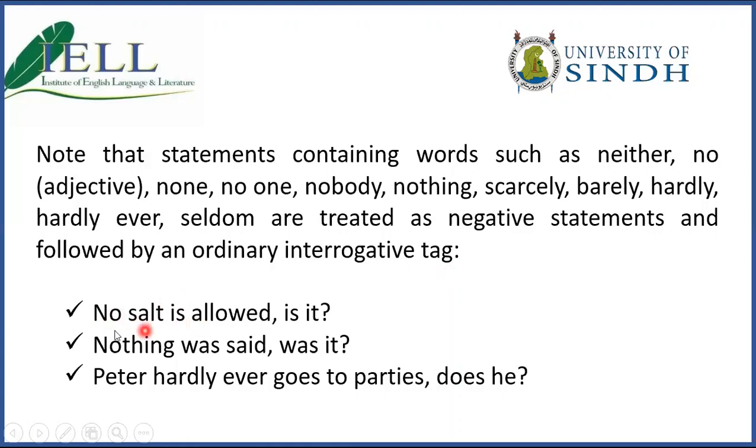So in the statements when we do not have the negative with the verb here, but these words, like neither, like nobody, nothing, or seldom or hardly, okay, so these words are used, so they would be treated as negative because here we would understand from the context that it is negative. So the tag that we would be providing would be an ordinary interrogative. For example, no salt is allowed, is it? Okay, we would not say no salt is allowed, isn't it? Okay, because that would be negative in the first statement, negative in the next part of the sentence.